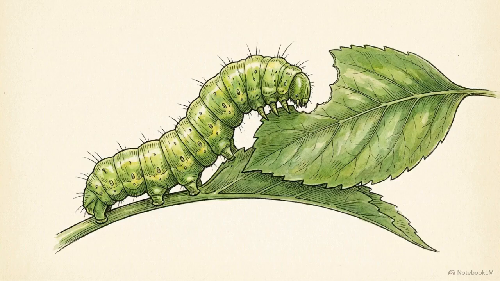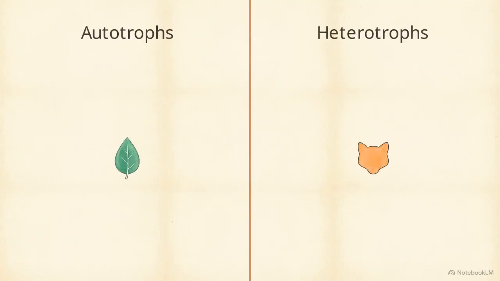To sustain growth and movement, an organism must first acquire raw materials through nutrition. Organisms obtain this fuel in 2 ways. Autotrophs, like plants, manufacture their own food using environmental energy. Heterotrophs, including animals, consume other organisms to survive.